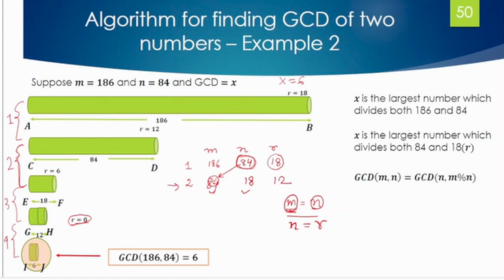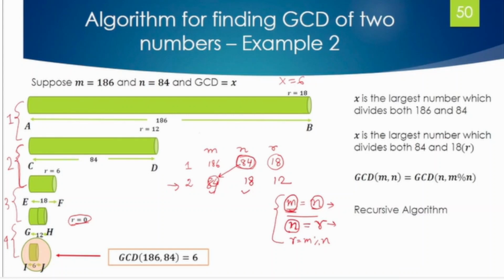So therefore, M equals N and N equals R: every time we will use these two statements, and we will then calculate the value of R, which is M percentage N, and if this value is 0, we will say that N is your GCD. If not, then we will repeat this step again, right? That means we will go to the next iteration again. So let us see this in our next slide.